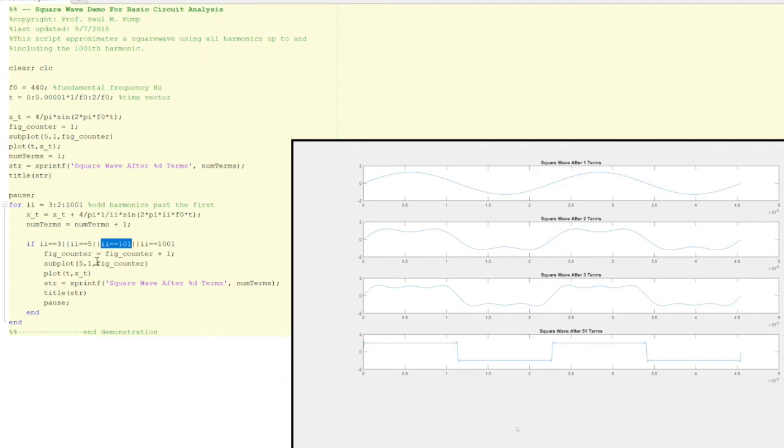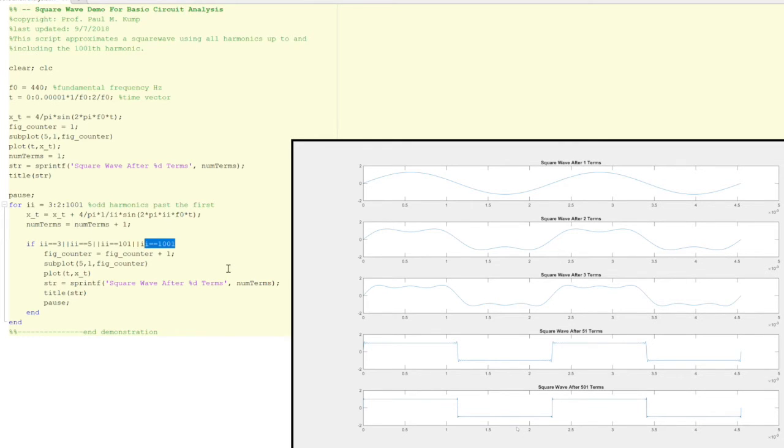Back to the code, it'll loop some more now. And when it gets to 1001, that's the last sinusoid I wanted to add to it, and it's going to make another plot. So here it is. All right, so that's 501 sinusoids added together. Now, for all intents and purposes, this is a square wave now. That's why I decided to stop it at i equals 1001.